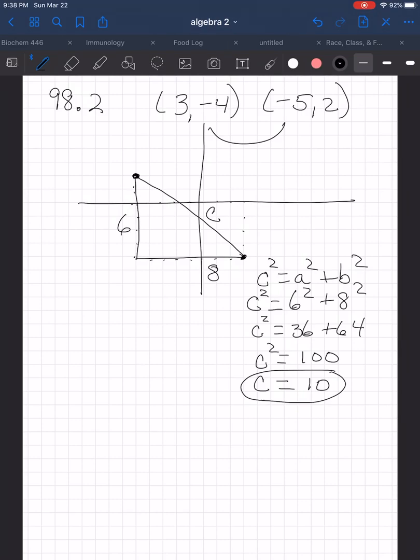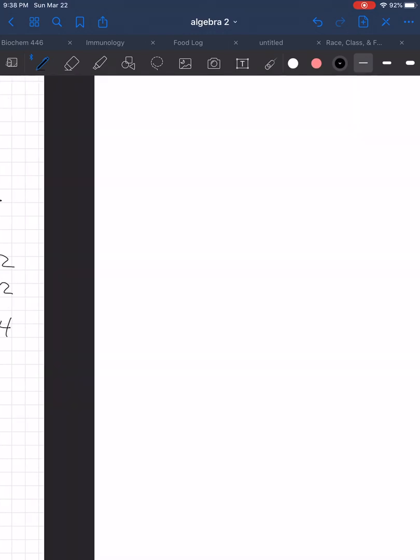Okay, moving on to the slope formula. The slope of a line is what I like to refer to as the steepness of the line. The slope is always equal to rise over run. It's the distance going up or down divided by the distance going left to right. The rise is how much it changes going up or down. The run is how much it changes going left to right.